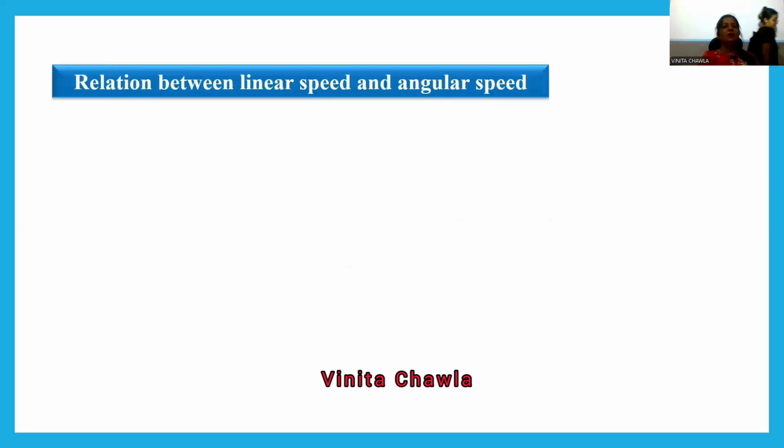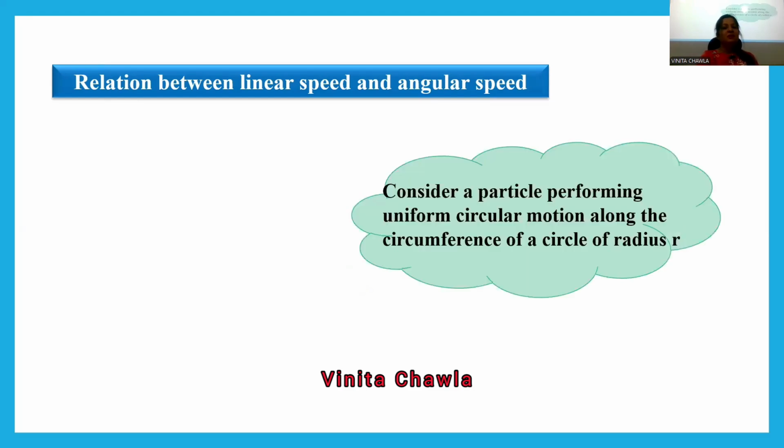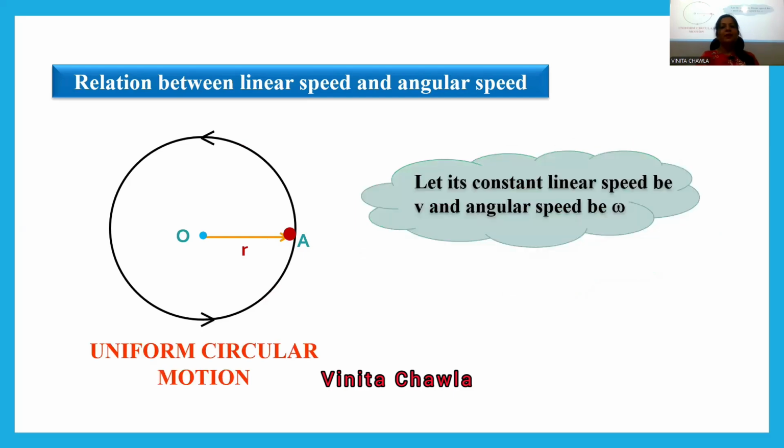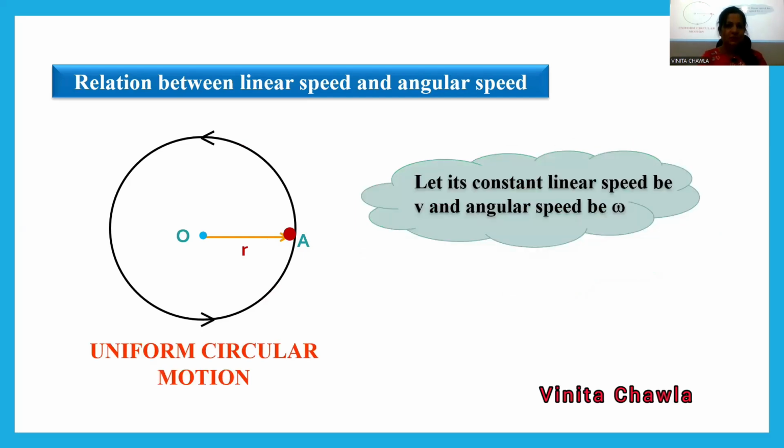Okay. So next we have relation between linear speed and angular speed. How are linear speed and angular speed related? So linear speed is the one where we talk about displacement and time, and angular speed is the one where we talk about angle and time, right? Now we are going to find the relation between these two quantities. So we'll consider a particle performing uniform circular motion along the circumference of a circle of radius r. Okay? So we have a particle here at A, and it is moving along the circumference of the circle like this. Radius is r.